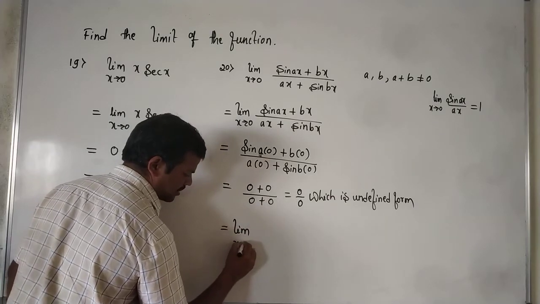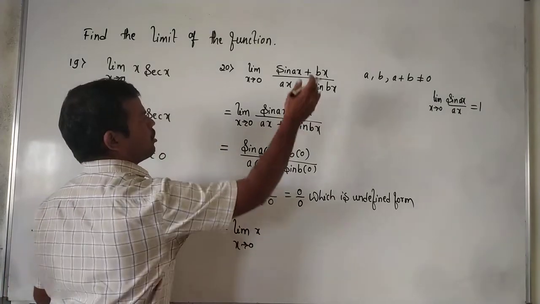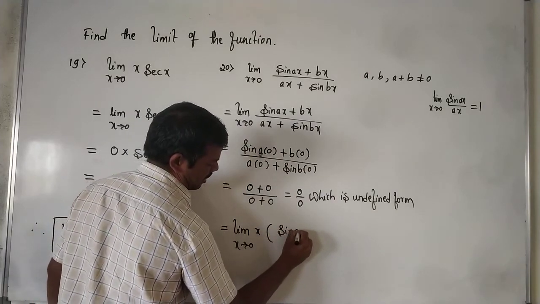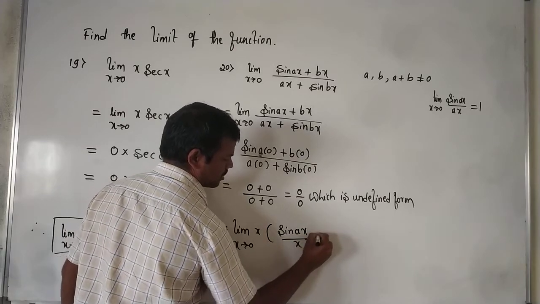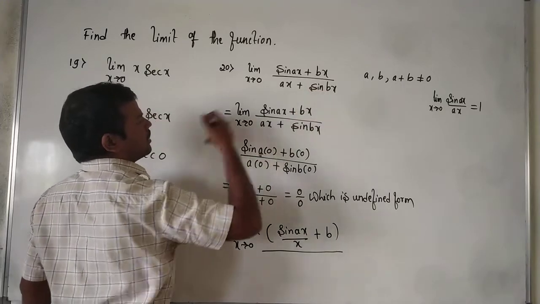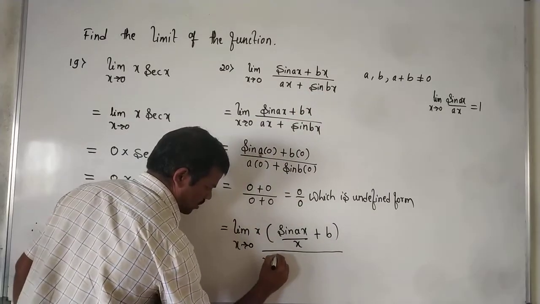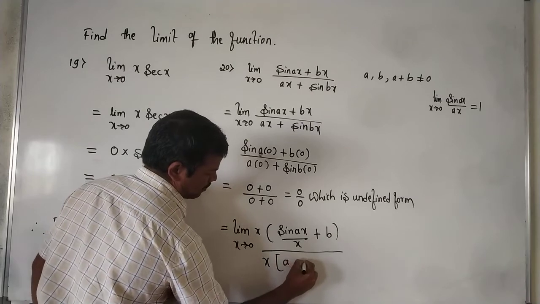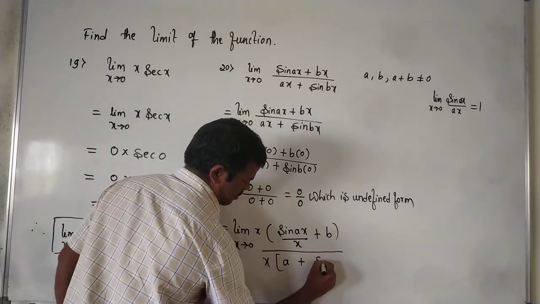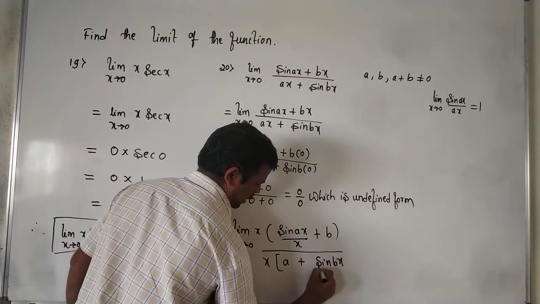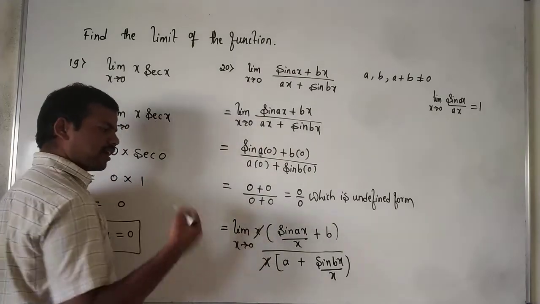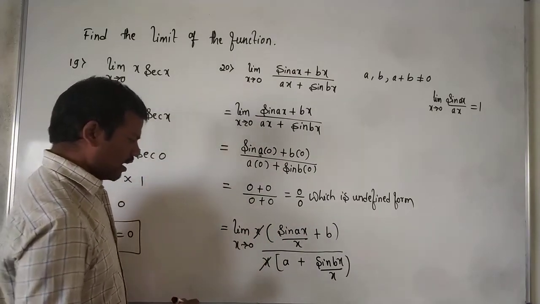The limit as x tends to 0, taking x common in the numerator, what we get is sin ax divided by x plus b. Similarly, taking x common in the denominator also, what we got is a plus sin bx divided by x, where x is not there, we have to divide. So now this x gets cancelled.